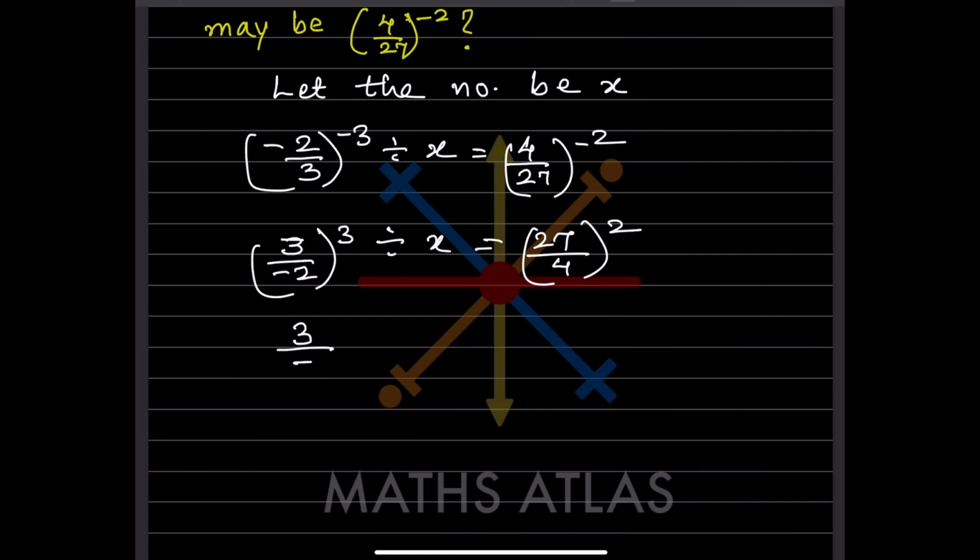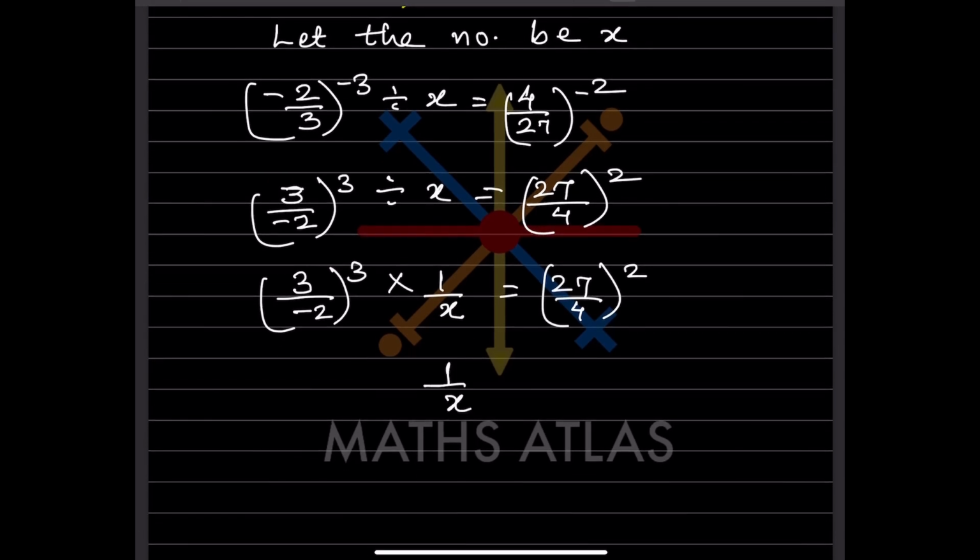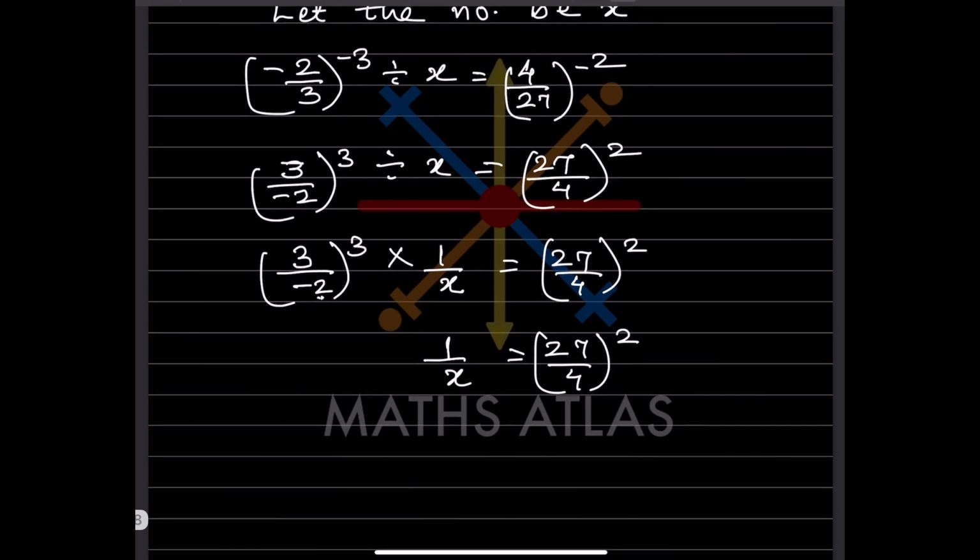3 raised to minus 2, and here we are going to make it a multiplication, so this is going to be 1 by x is 27 by 4 raised to 2. So now what are you going to write first? 1 by x, let us keep as it is. So this is going to be 27 by 4 raised to 2, and this is going to get flipped over. So what is that going to be? Minus 2 by 3, because this will be multiplied, right? So minus 2 by 3 raised to 3.